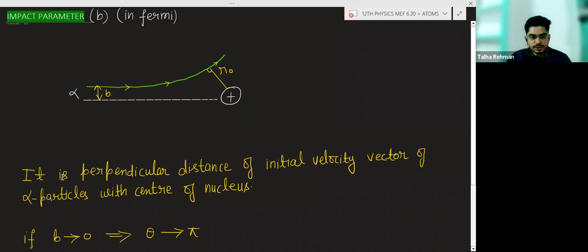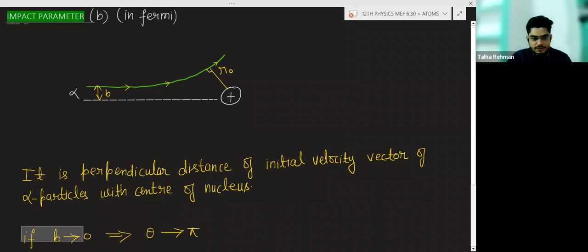So what is impact parameter? It is the perpendicular distance of the initial velocity. So initially there will be some velocity here, this is the initial velocity. So it is the perpendicular distance of the initial velocity vector of the alpha particle from the center of the nucleus. So basically perpendicular distance. This is the center of the nucleus. So this distance is known as the impact parameter.